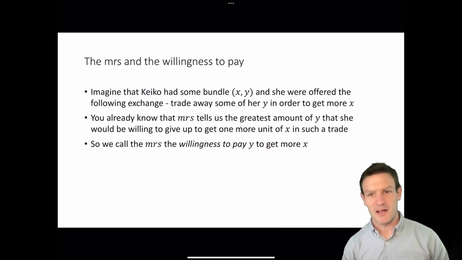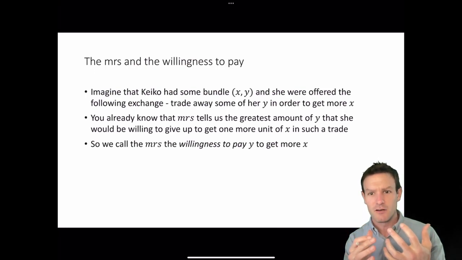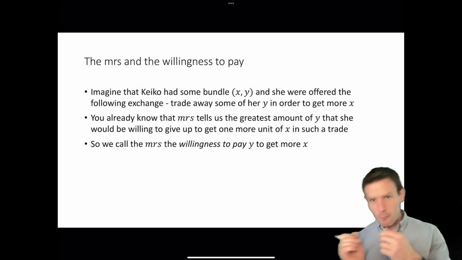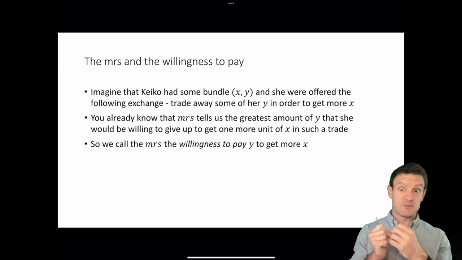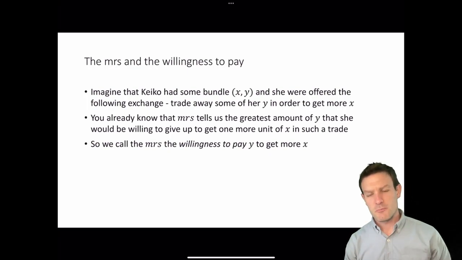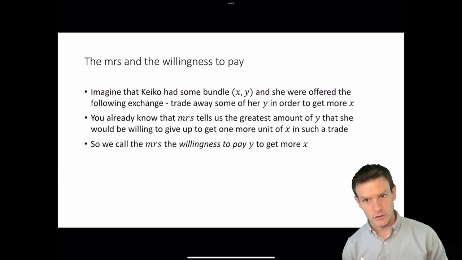But it doesn't only apply to money. It applies to two goods we can trade off against each other. I can trade off some of my learning in order to get more living, or I can go backwards along my indifference curve. I could give up some living in order to get a little more learning. So we want to make sure that we're thinking of this marginal rate of substitution as how much someone is willing to pay in one good in order to get an additional unit of the other good.